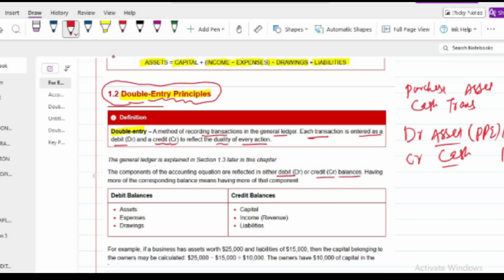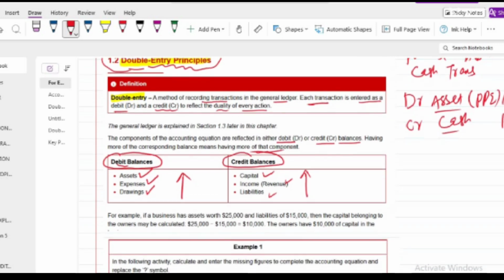Now the components of the accounting equation are reflected as either debit or credit balances. Having more of the corresponding balances means having more of that component. You see these are the debit balances and these are the credit balances. An increase in assets will be a debit. An increase in expenses or drawings will also be on the debit side. An increase in capital, income and liabilities will be on the credit side. Okay, fine. Now we have some examples here.